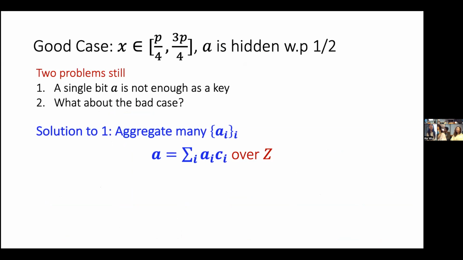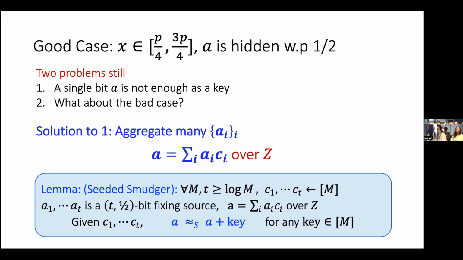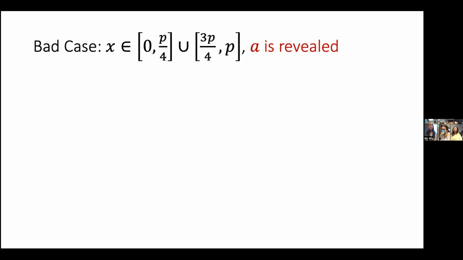To solve the first problem, it's very easy. I basically aggregate lots of A's, but I need to do it in a careful fashion, because I need to aggregate over Z, since the key space is Z. So I cannot directly use the leftover hash lemma. That would require a finite field. But nevertheless, we prove a lemma, which we call the seeded smudger, which shows that you can actually aggregate over Z. What happens in the bad case? If my x is at the ends, A can be completely revealed.